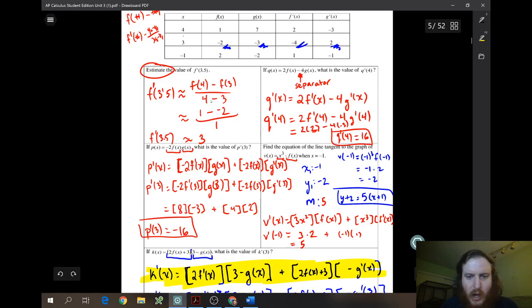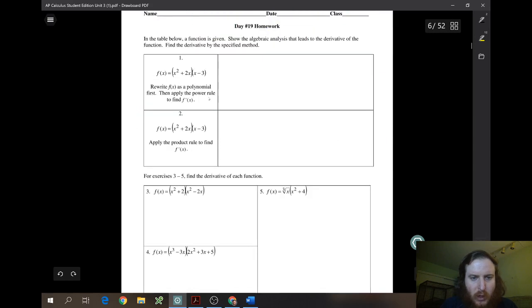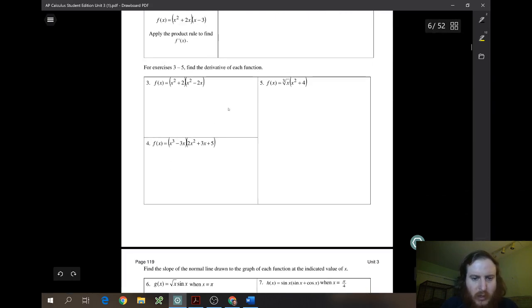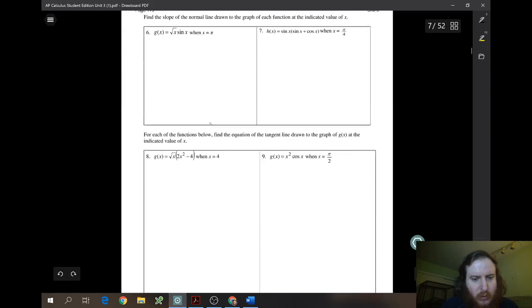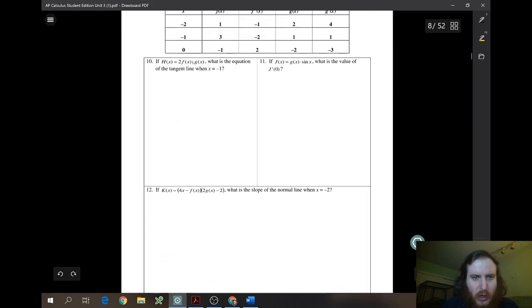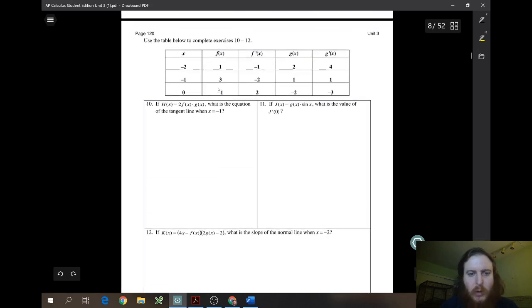And then stop me before class if you want to review any of those. But on the homework, we're going to be expected to do rewriting it as a polynomial, but then using it with product rule, doing some analytically with the equations, and then doing one with the table. And we don't have any with the graph for this homework, but we will have some in the future.